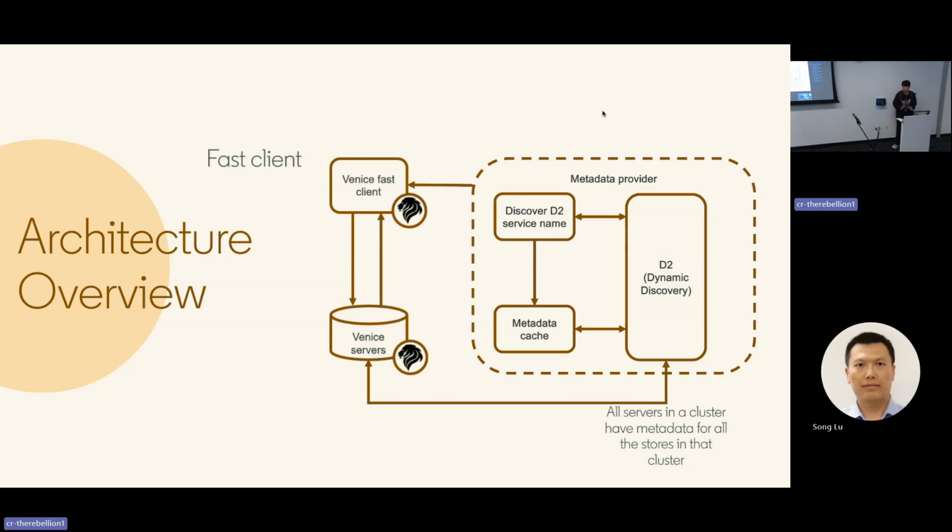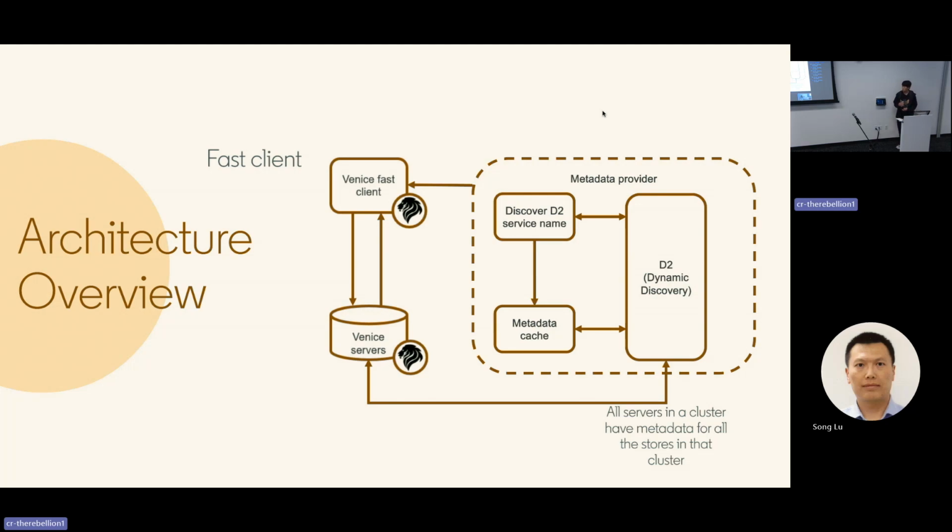is stored in Zookeeper. And servers already have a cache of this metadata for ingestion purposes. So we just expand on top of that, where all the servers in a cluster will have all the metadata for all the stores in that cluster. This includes versioning info, schemas, and routing table.